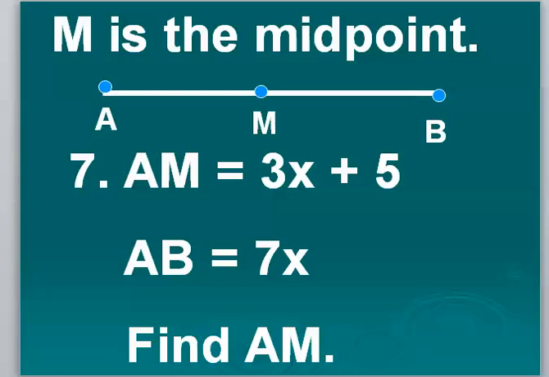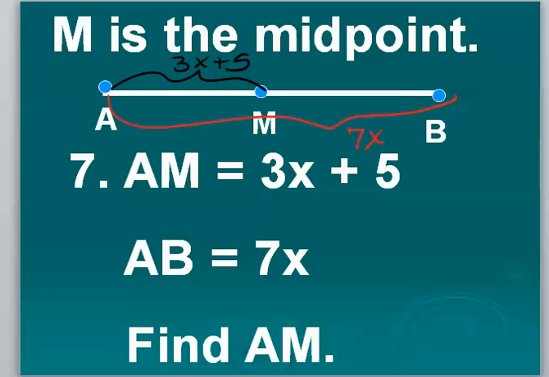Number 7, same picture. M is the midpoint. The length from A to M, that distance, is 3x plus 5. This time, from A to B is 7x. This is a different type of problem.